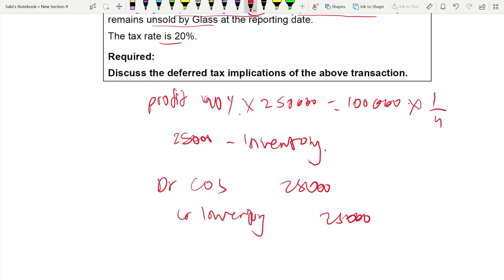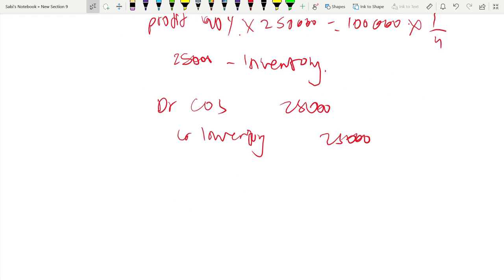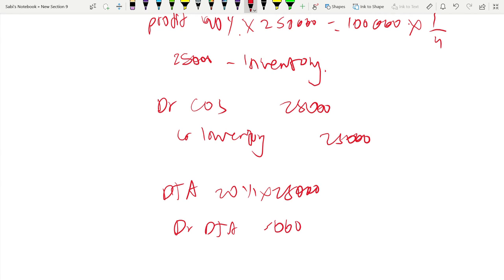Now, deferred tax asset, DTA. What is DTA? On that 25,000, just apply 20%. What would be 5,000? 5,000. So you debit DTA 5,000. And where do you credit the 5,000? Tax expense. DTA debit, tax expense credit 5,000. All calculations are over. Now let's come back to our explanation.